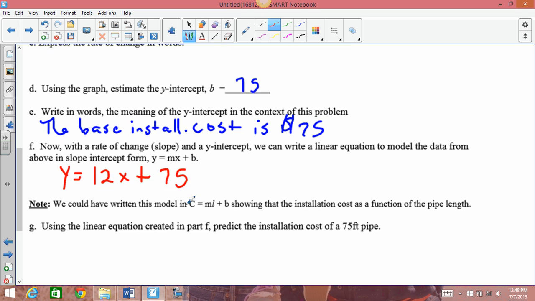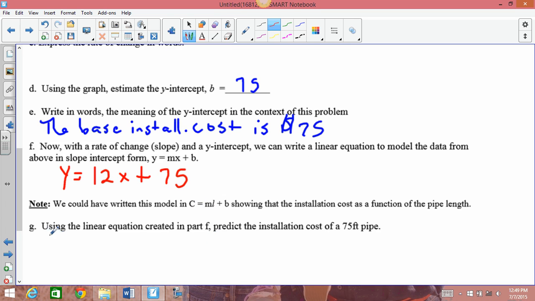It should be noted I could have written this as C equals 12L plus 75, C standing for cost of my pipe, my installation cost, and L being the length of the pipe. You can use any letters that you want to. I mean, personally, I usually go with the Y and the X because you're just going to start graphing at this point, but you can use other letters. Feel free to do that. And sometimes you still will see me do that.